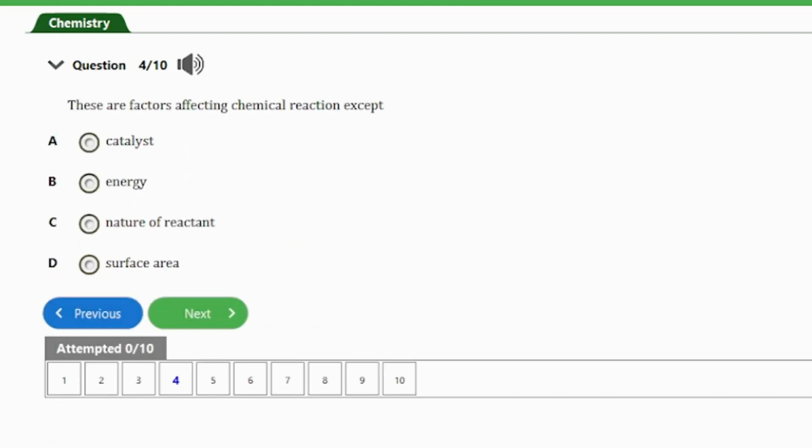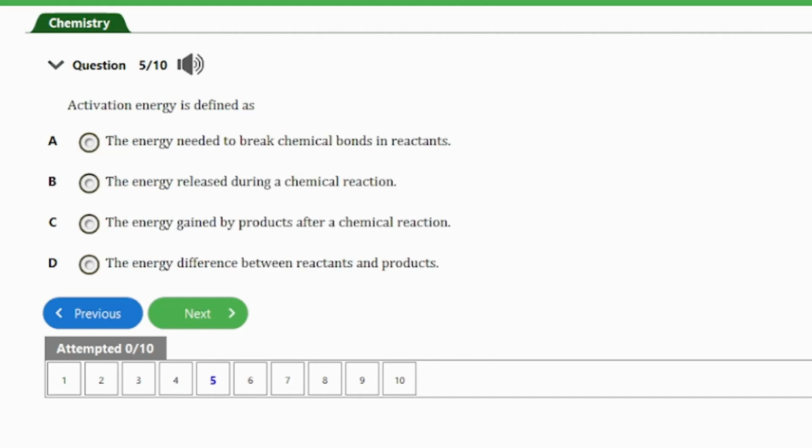So let's consider the next question. Question number 4. It says these are factors affecting chemical reaction except A, catalyst, B, energy, C, nature of reactants, D, surface area. So guys, the answer to this question is option B, and that's energy. So let's consider the next question.